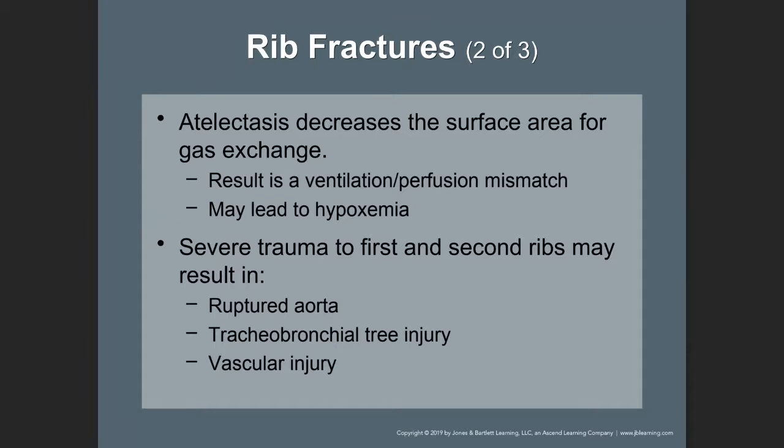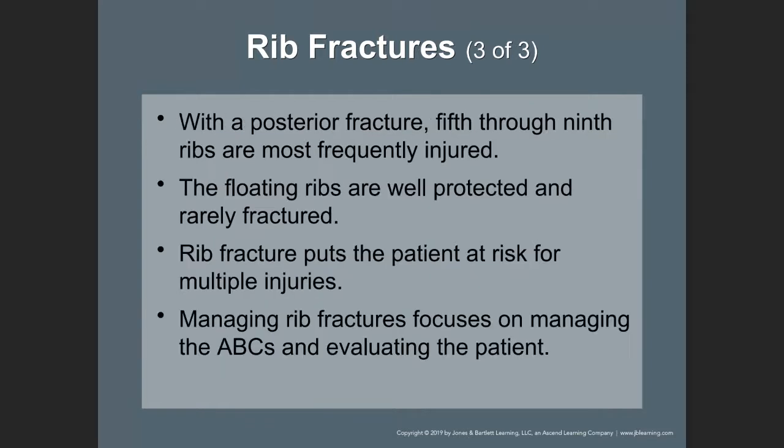Severe trauma to the first and second ribs may result in ruptured aorta, tracheobronchial tree injury, and vascular injury. With a posterior fracture, 5th through 9th ribs are most frequently injured. The floating ribs are well protected and rarely fractured. Rib fracture puts the patient at risk for multiple injuries. Managing rib fractures focuses on managing the ABCs and evaluating the patient.